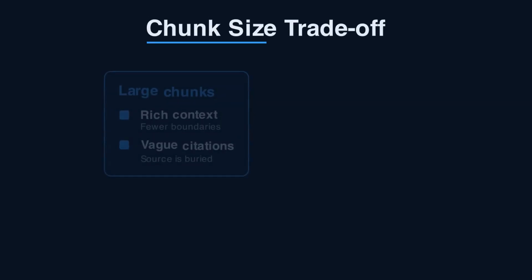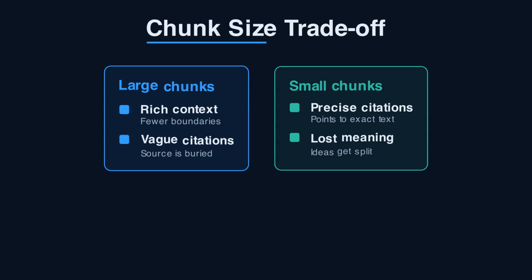Chunk size is your first real trade-off. Large chunks carry context but bury the exact source. Small chunks pinpoint citations but fragment the meaning. My rule of thumb is 300 to 500 tokens. Overlap neighbors by 10 to 15% for continuity.